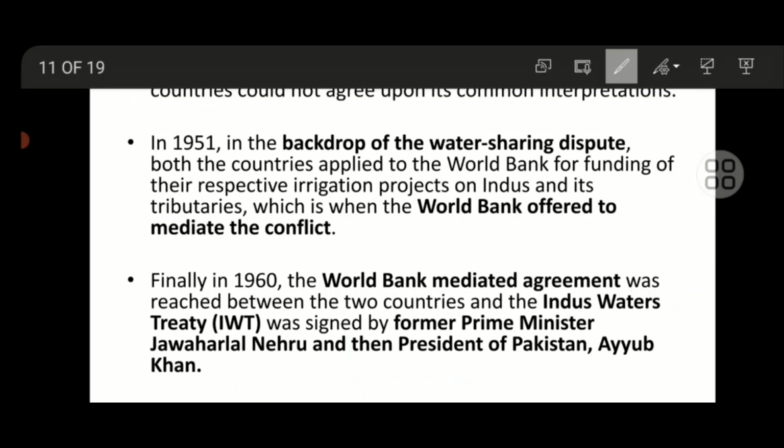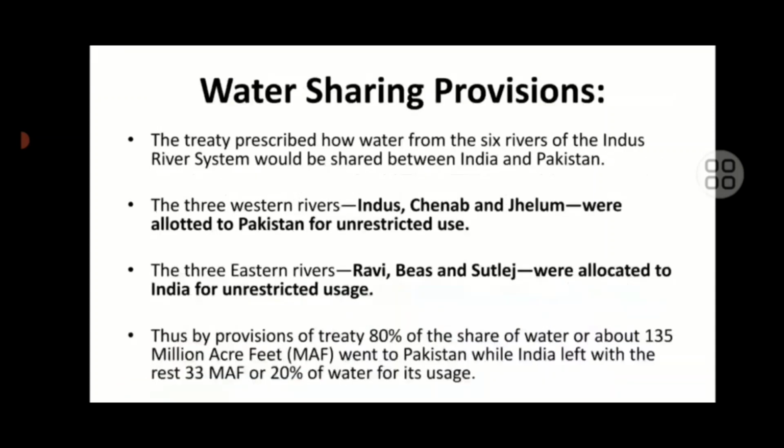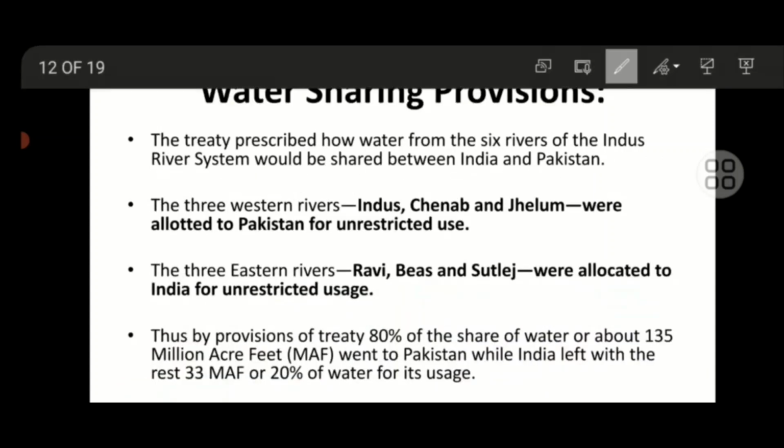Finally in 1960, the agreement mediated by the World Bank was reached between the two countries, called the Indus Water Treaty, signed by the then Prime Minister Jawaharlal Nehru and Ayub Khan. According to the treaty, the 6 rivers of the Indus River system would be shared between India and Pakistan. The 3 western rivers, Indus, Chenab and Jhelum, were allotted to Pakistan for unrestricted use. The 3 eastern rivers, Ravi, Beas and Satluj, were allotted to India for unrestricted usage.